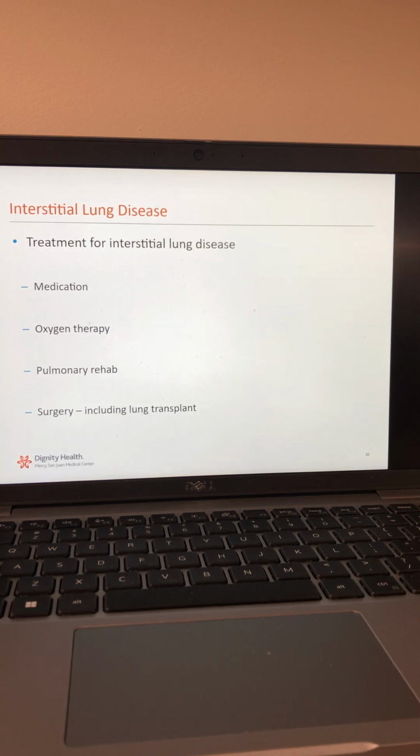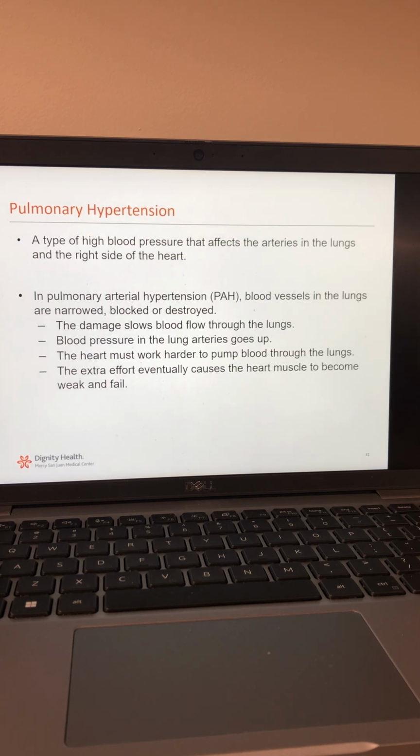So we already talked about this. Lung transplants are for patients up to 75 years old. They've made a lot of advances. We have a patient right now who is about 15 years post-transplant and doing pretty well.